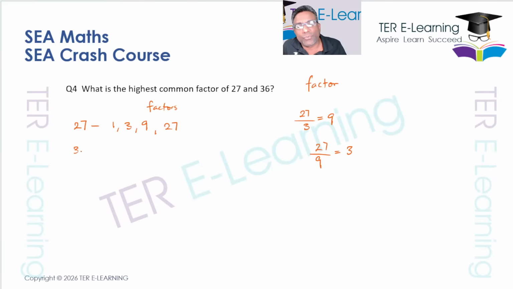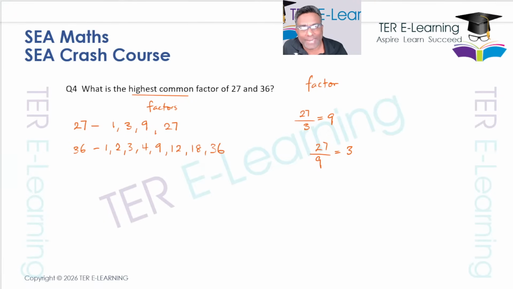When it comes to a number like 36, 36 has a lot of factors. In this case, we have 1, 2, 3, 4, 9, 12, 18, and 36. So 36 has a lot of factors. Now, in this case, we want to know what is the highest common factor.